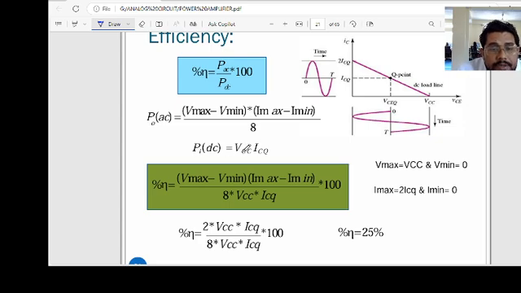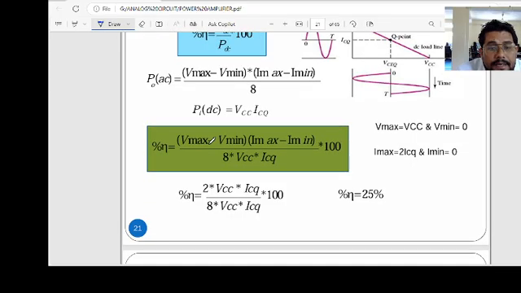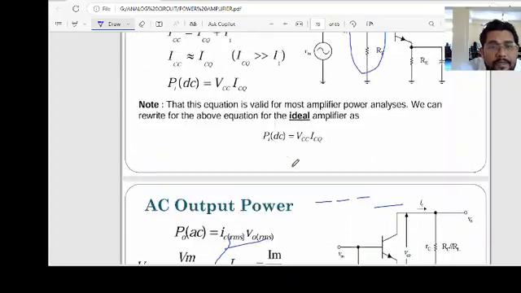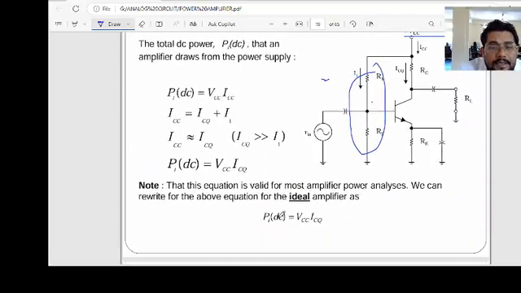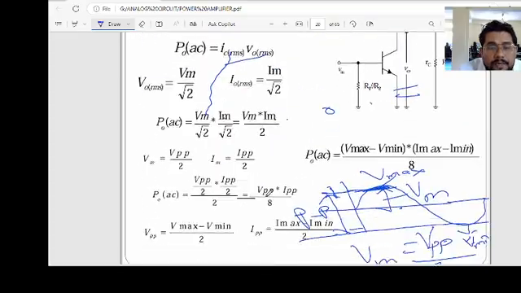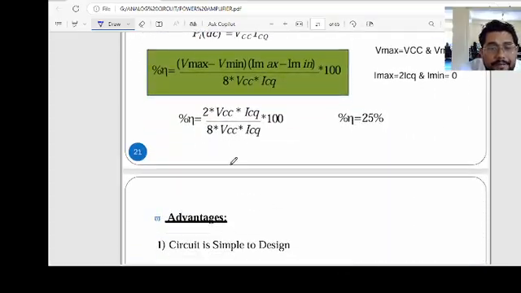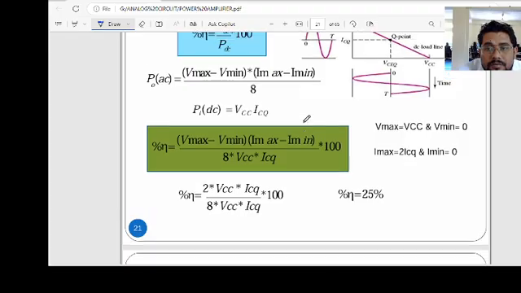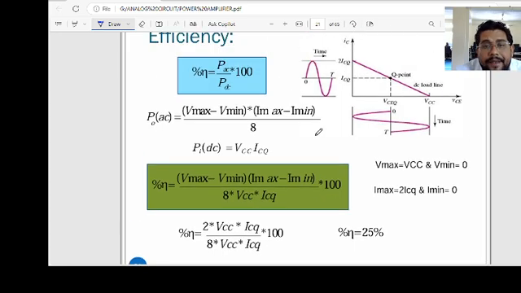Input DC power equals VCC into ICQ. So the efficiency is Vmax minus Vmin, Imax minus Imin, divided by 8 into VCQ into ICQ. This is the VCC into ICQ. We have already discussed the DC power, these are the DC inputs. We have taken this value from here to here.